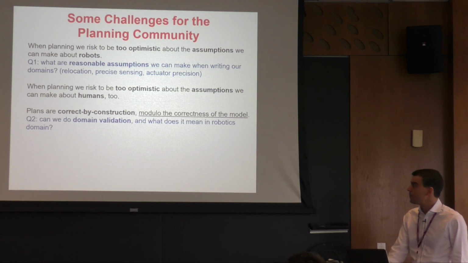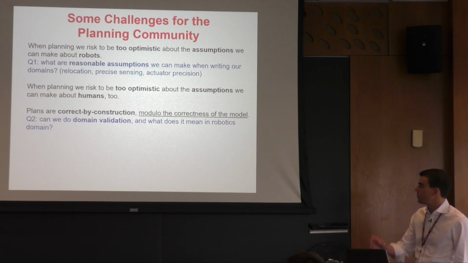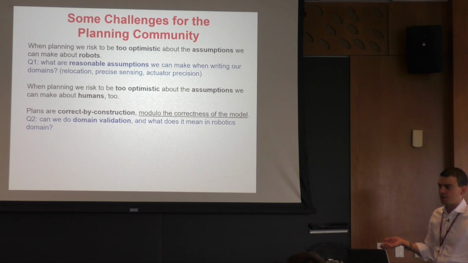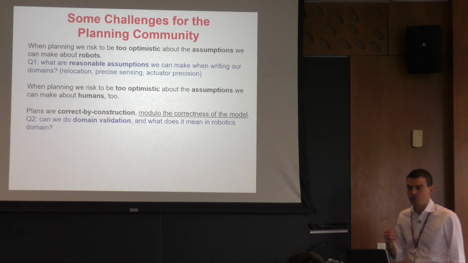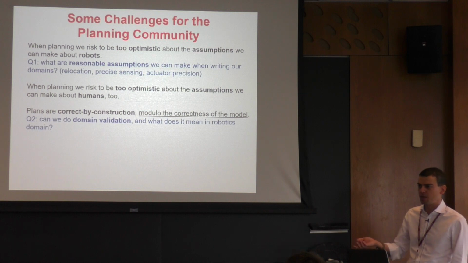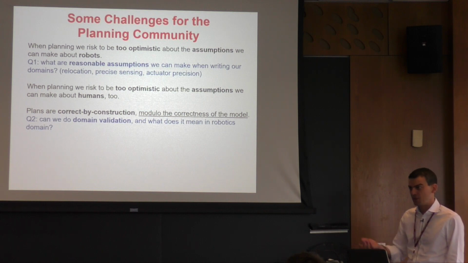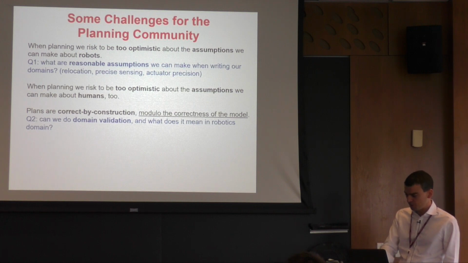The key point of planning is that plans are correct by construction, assuming, however, that the model is correct itself. So we need to do some work on how to handle domain validation, because if you have a wrong model, the plans you get will be correct with respect to the model, but not correct in reality. So we need to also work on model validation.